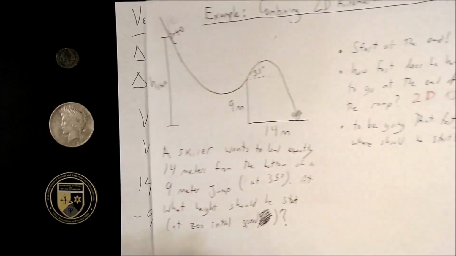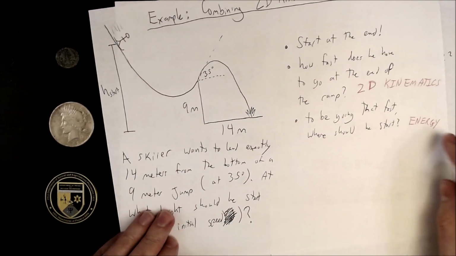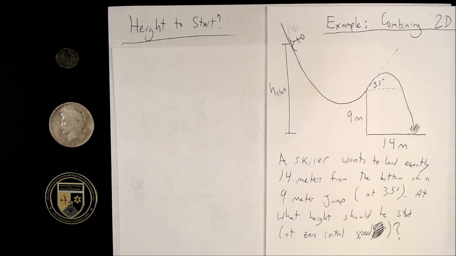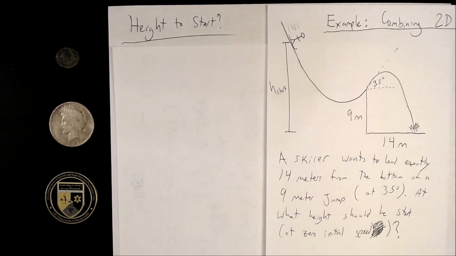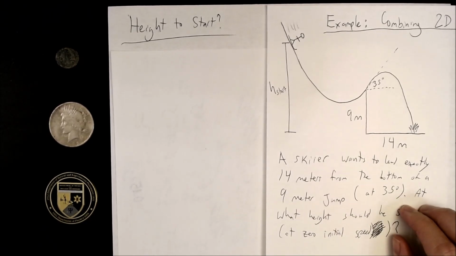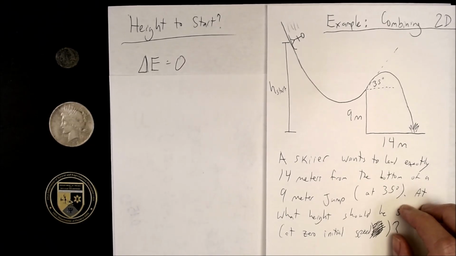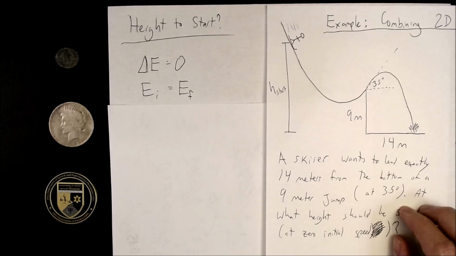Now, let's use energy to figure out the rest of it. How do we figure out the height to start this whole adventure? Well, as I said, we need energy. What's the energy equation? Delta E is equal to W. Is there any outside work? Well, I never mentioned friction, so I'm going to guess that there's no outside work going on here. So therefore, delta E is equal to 0, and therefore, energy initial is equal to energy final.